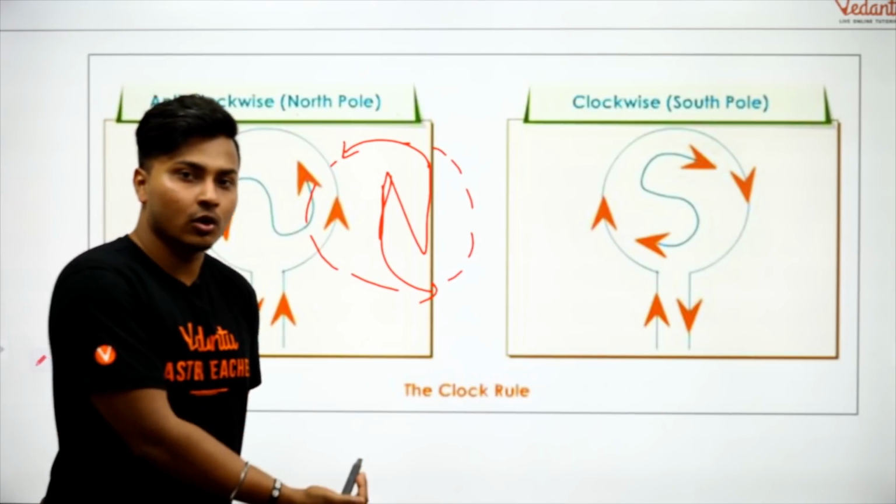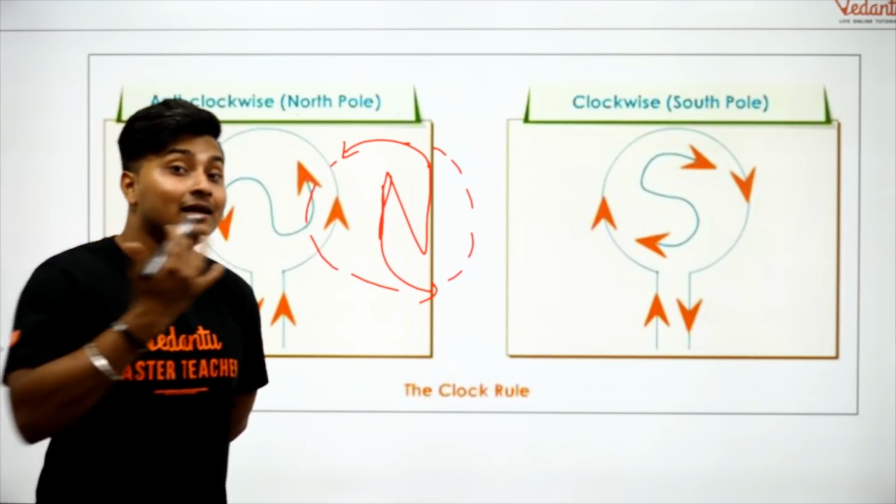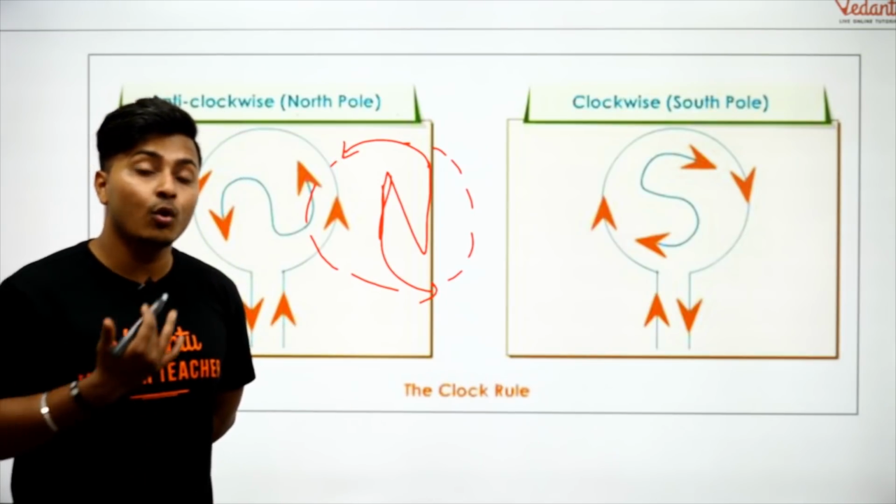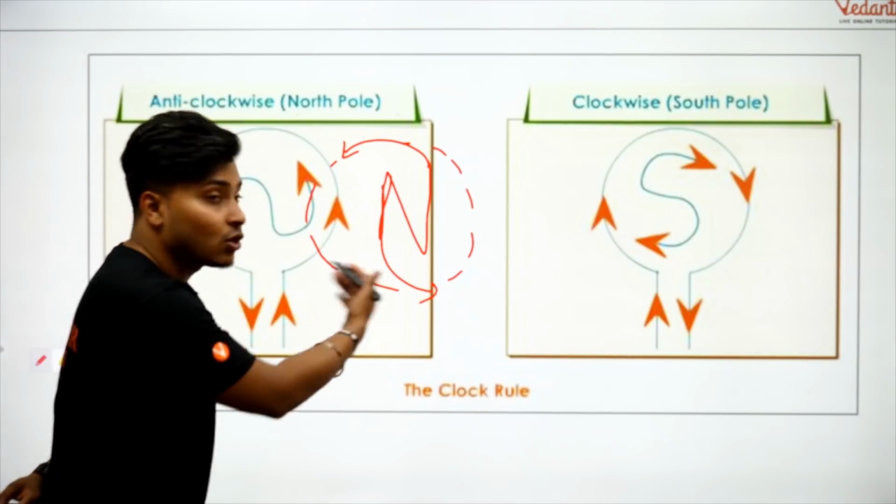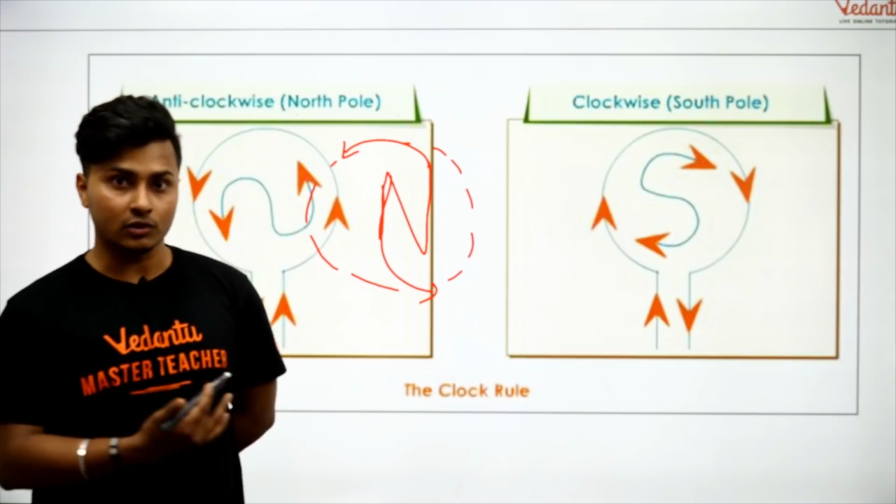This can be reversed also. That means if I tell you there is an anti-clockwise current flowing through the coil, that would mean there is a north pole there. This could be reversed also. That's what I mean to say.